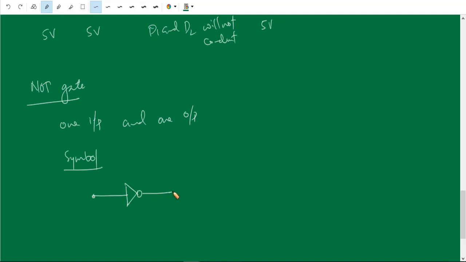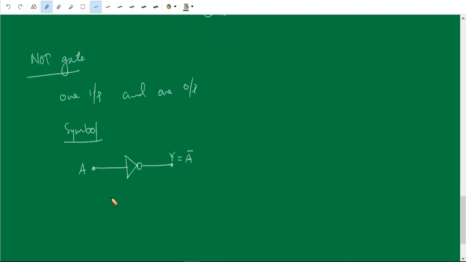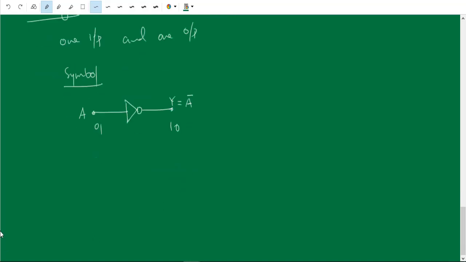So this is the symbol of a NOT gate. With input A, the output Y is equal to A bar. A bar means A complement. Y equals A not, we can say that. So if 0 voltage is given at the input A, then we will get 1 voltage, that means high voltage at the output. If high voltage is applied at the input, then the output will give 0 volt. So that is the purpose of a NOT gate.